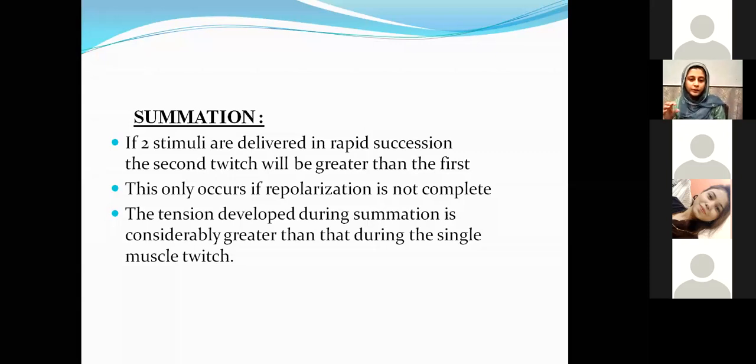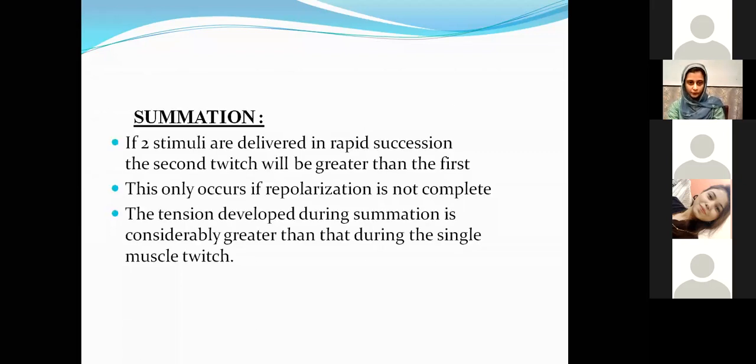For example, एक muscle को हमने stimulus दिया, action potential generate हुआ, उसमें contraction start हुई, depolarization start हुई, muscle contract होना start हुआ, लेकिन repolarization phase से पहले दूसरा stimulus उसको दे दिया है. तो जो first stimulus है और जो second stimulus है, वो दोनों add हो जाएंगे, जिसकी वजह से जो आपका response होगा, जो contraction होगी, that will be greater. So the tension developed during the summation is considerably greater than during the single muscle twitch.